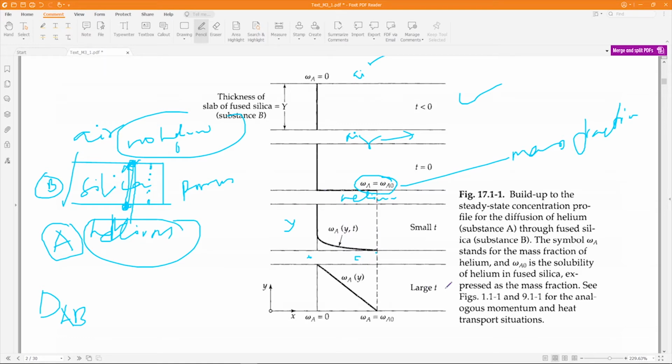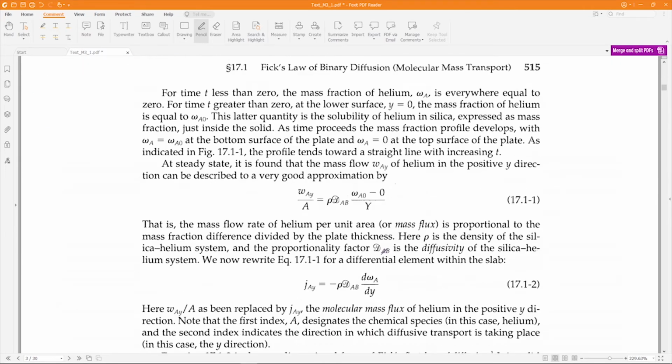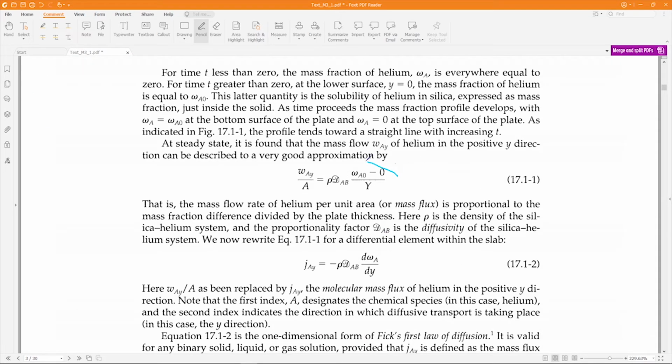And at a very large time, when a steady state is achieved, what will happen? You'll get this linear line. This is the initial concentration of the helium, and it has completely diffused through the silica. So you'll get a linear profile. From this experiment, you can approximate like this. This relation holds.